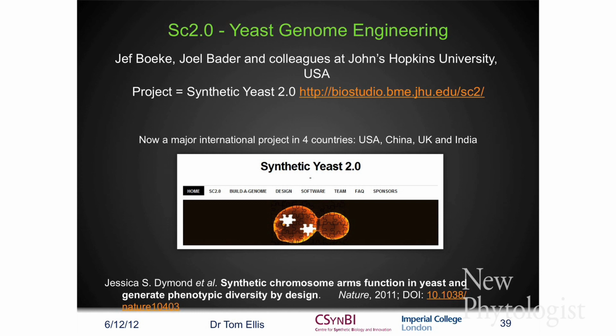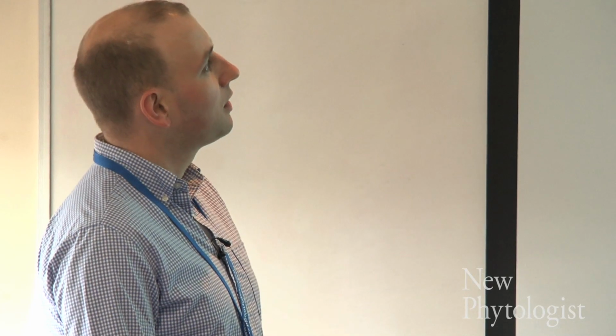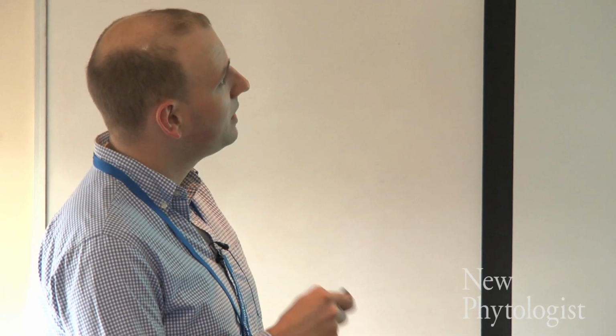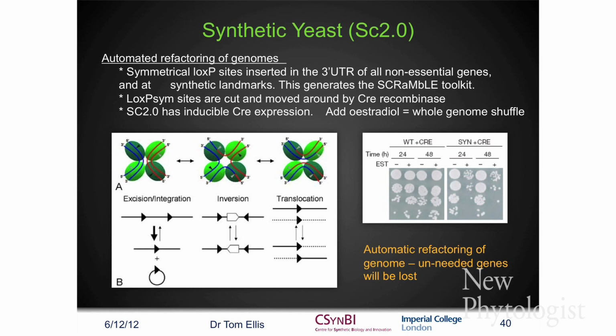Joel will probably go into this in a bit more detail, but one of the real cool features of synthetic yeast, apart from opening up a 21st amino acid coding sequence, is the ability for automated refactoring of genomes, where symmetrical LoxP sites are inserted in various positions along the genome so that you can induce recombination, and the genome effectively shuffles around, either inverting genes between the sites, excising them and losing them entirely, or translocating them to different positions.